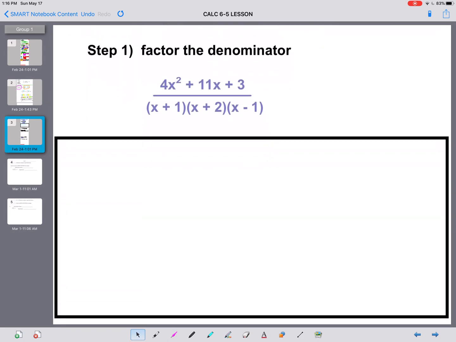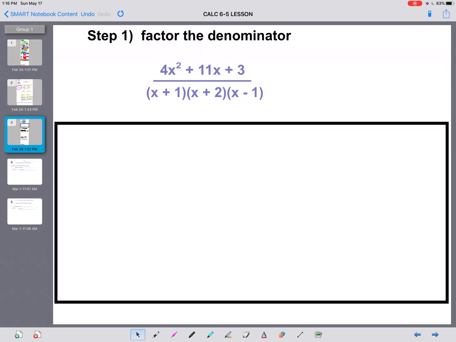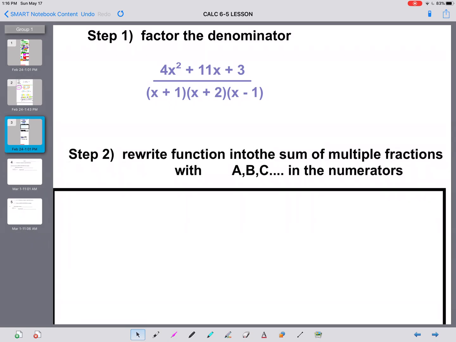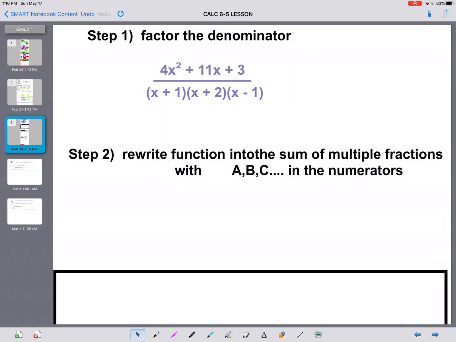Second step. Let's see what we've got. Okay, second step is rewrite this as the sum of multiple fractions. In this case, there's 3 factors in the denominator, so we're going to write it as the sum of 3 partial fractions. Let's go ahead and do that right here.